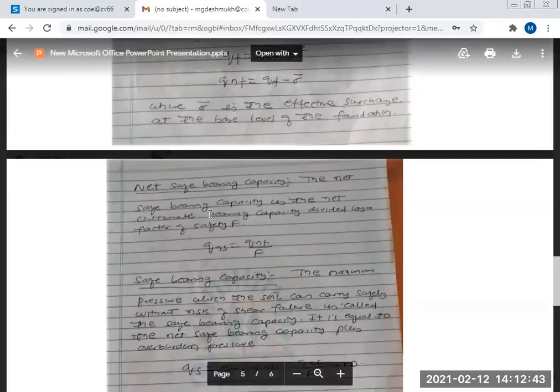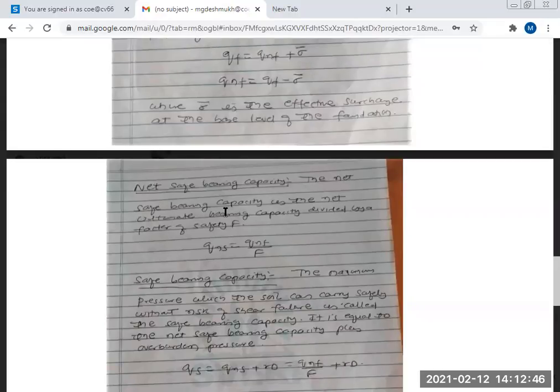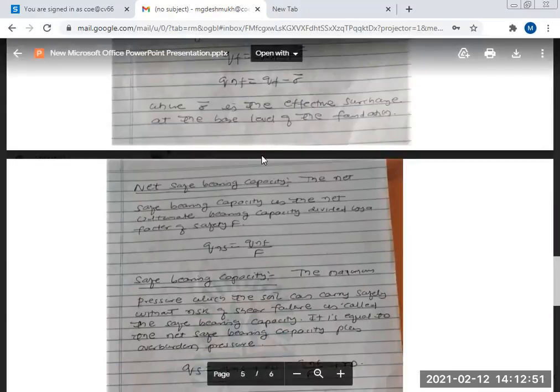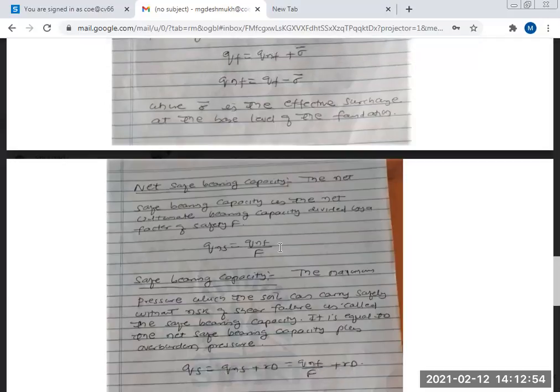The net safe bearing capacity, remember, is the net ultimate QNF divided by the factor of safety, it is net safe bearing capacity and it is denoted by QNS. So QNS is equal to QNF divided by F, where F is factor of safety. So this is the net safe bearing capacity.